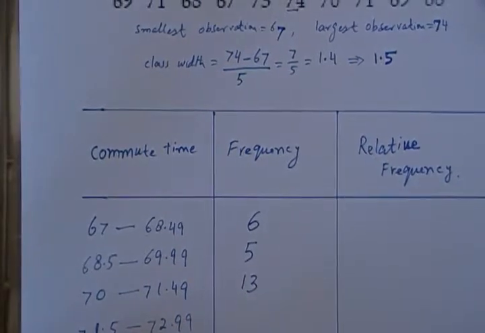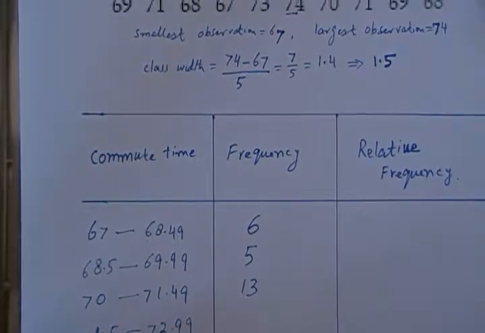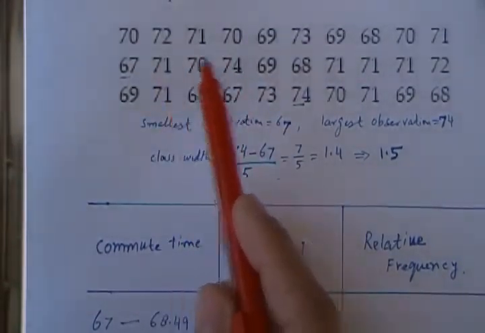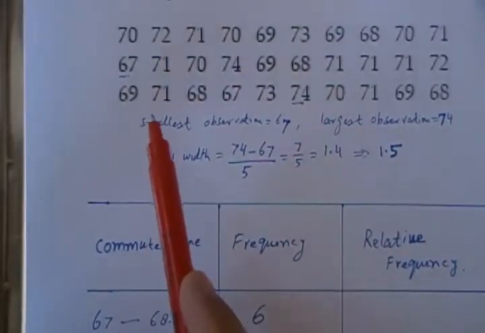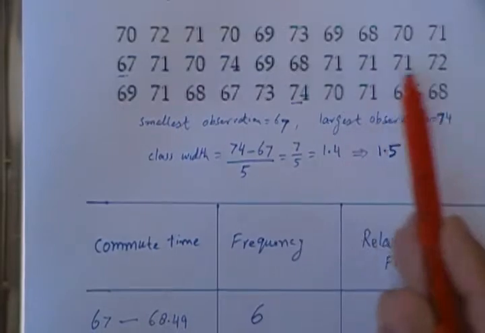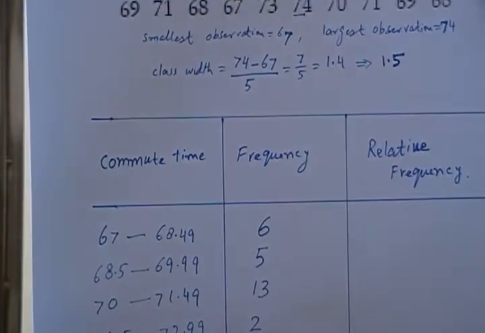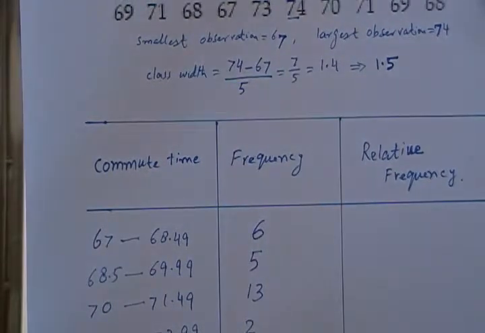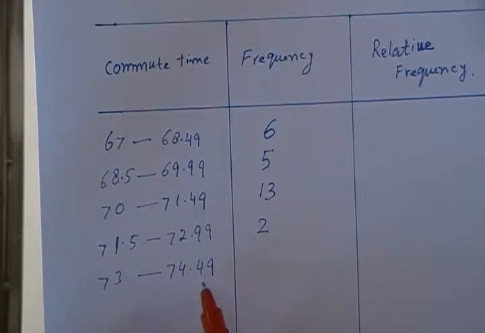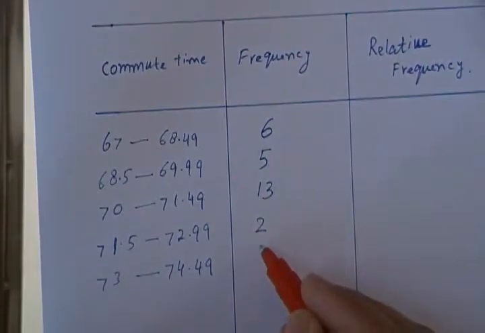Similarly for 71.5 to 72.99, the only number would be 72 here. You see how many 72s there are. There are actually 2 of them. In the first row this is 1 and then this is the second one. There are only 2, so you put this 2 here. And for the next class, 73 through 74.49, there are 4 of them.